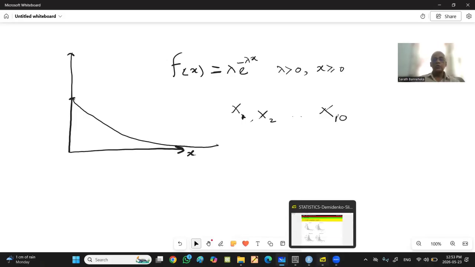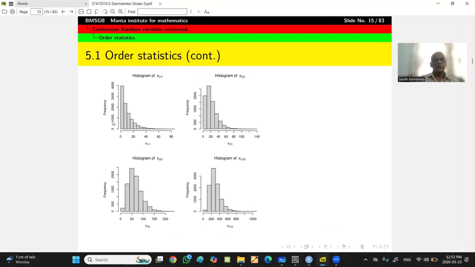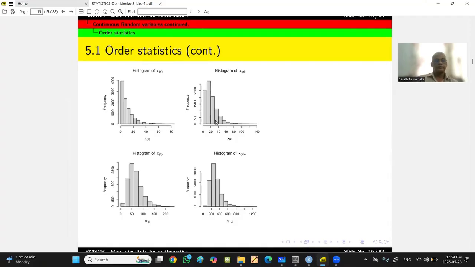Right. So when all the data are coming from this particular distribution, you can again see that the order statistics have different shapes. We will again derive the mathematical equations for these distributions. You will see that they are all again coming from the same family, but with different parameters.